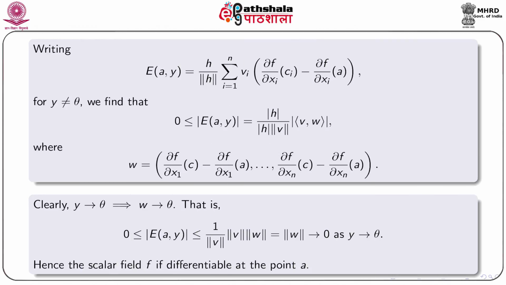Let us denote E(a, y) = h/‖h‖ times the summation from i = 1 to n of vᵢ [∂f/∂xᵢ at cᵢ − ∂f/∂xᵢ at a], for y not equal to θ.